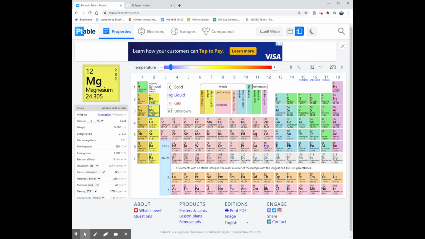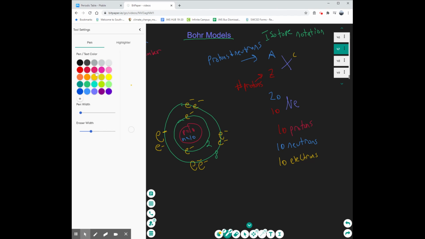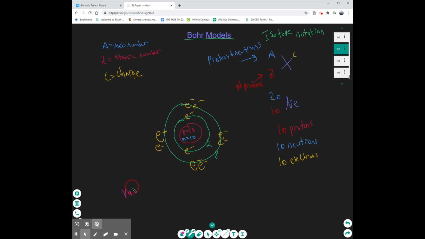Okay, so when you're looking at the work that I have you doing this week, you might see something that asks for the number of valence electrons. The number of valence electrons is how many electrons are in the outer shell. Okay, let me write that down for you. I'm going to use a different color because I'm nice. Valence electrons equal electrons in the outer shell.